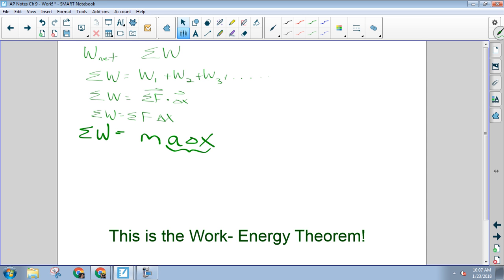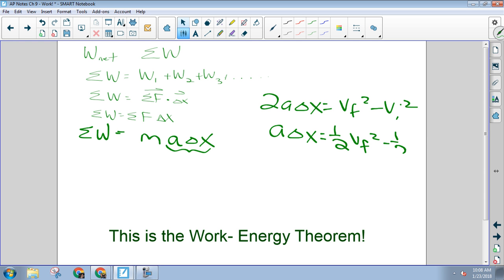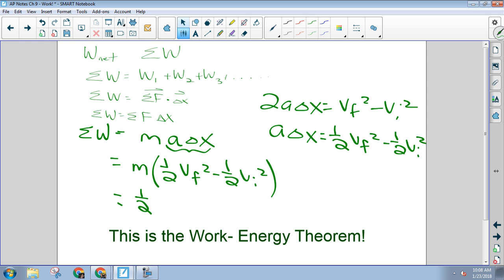All right, now this we know is a thing: 2 a delta x equals vf squared minus vi squared, right? So if we divide by 2, we find that a delta x is 1/2 vf squared minus 1/2 vi squared. All right, so now we've got mass times 1/2 vf squared minus 1/2 vi squared, right? What is that? If I distribute the m, you get 1/2 m vf squared minus 1/2 m vi squared. That's the change in kinetic energy.